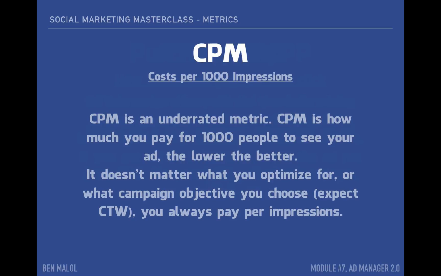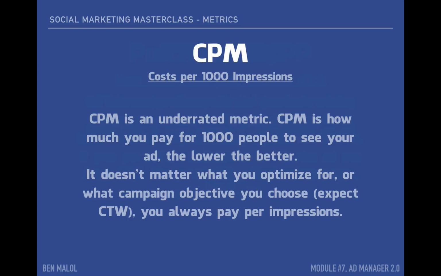Now the CPM. This is a very interesting topic, actually. This is a very interesting metric, and people have underrated CPM and are not looking enough at it, but it's actually extremely, extremely important. CPM is basically how much you're paying for 1,000 impressions. The lower it is, of course, the better. If your CPM is $10, it means it costs you $10 for 1,000 people to see your ad. If your CPM is $1, it means it costs you $1 for 1,000 people to see your ad, right?